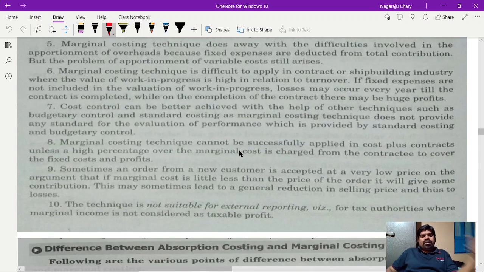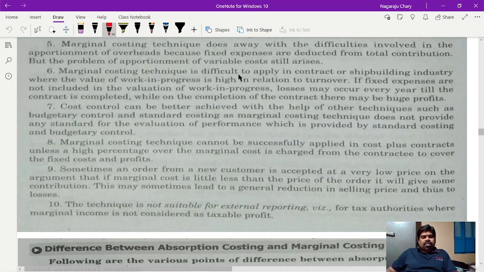The marginal costing technique does away with the difficulties involved in the apportionment of overheads, because fixed expenses are deducted from total contribution. But the problem of apportioning variable cost still arises. First we are deducting variable cost, later we are going to deduct fixed cost. After deducting variable cost, there may be a chance of an increase in fixed cost, and again in variable cost. So a little bit of difficulty is there in the apportionment of overheads. Okay, next one.